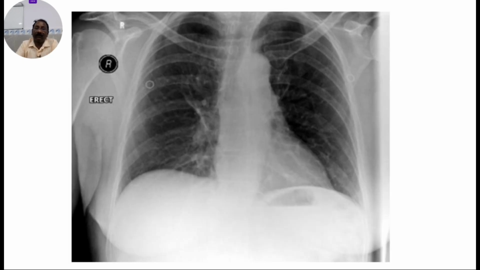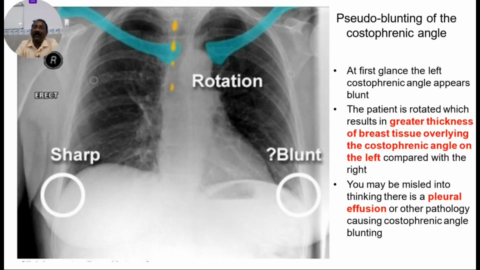See here, no abnormality, it looks almost normal. But consider the costophrenic angles on the left and the right. The right is very sharp, whereas the left costophrenic angle is a little bit blunted. The reason for this here is again the rotation.